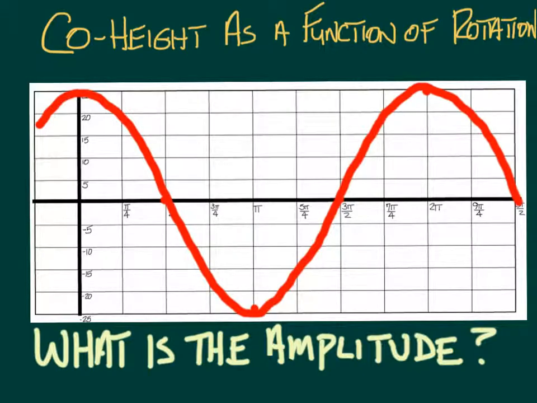We have to answer this question: what is the amplitude from this graph? Can you tell what the amplitude is? We're answering the amplitude. Here is a minimum point. Here is a maximum point. What is the distance between these two? Distance is 50. Does the amplitude mean that that's 50, or is it something else?